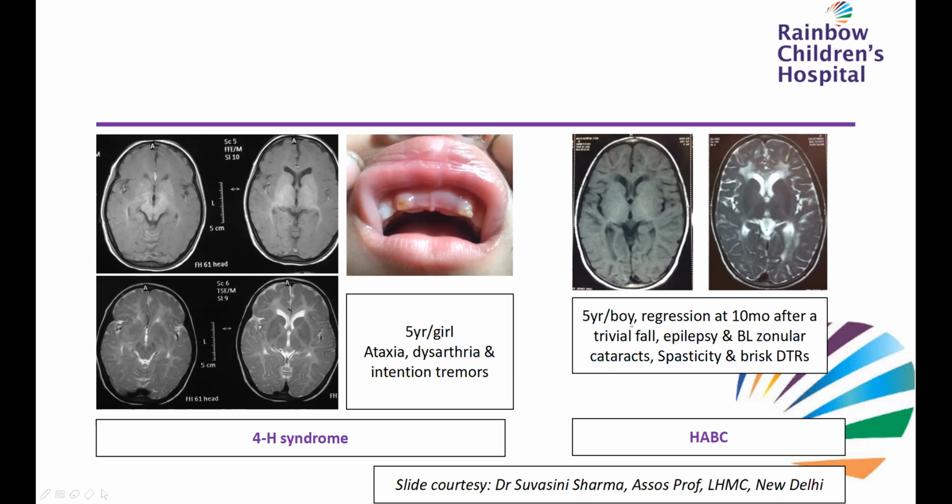This image is of a 5-year-old boy who had presented with regression at 10 months after a trivial fall, with epilepsy and bilateral zonular cataracts and UMN signs. Again, we can see that although the T2 is not completely normal, it does have some deep periventricular hypointensities, but doesn't look that bad. Again, T2 is really showing white matter hyperintensities in the entire white matter. So this child had hypomyelination with congenital cataracts.